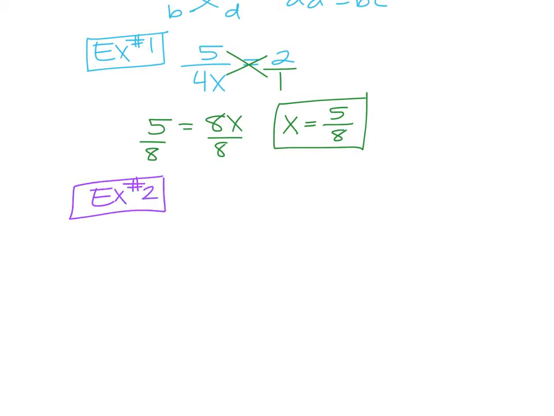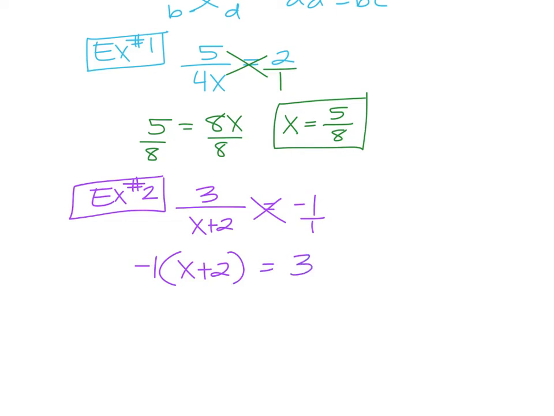So if you have 3 over x plus 2 is equal to -1, and we want to solve for x here. Again, think of it as -1 over 1. We can cross multiply. So if we cross multiply this, you get -1 times x plus 2 equals 3. Make sure you distribute that. So -x minus 2 equals 3.